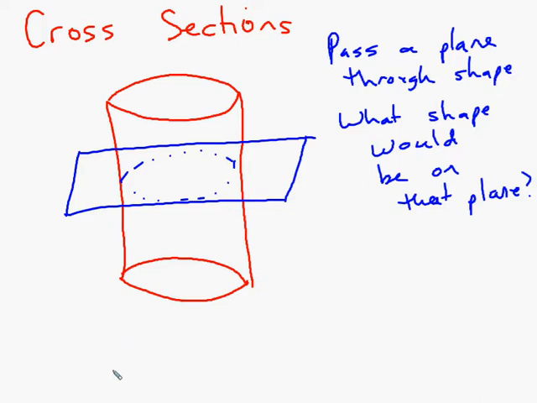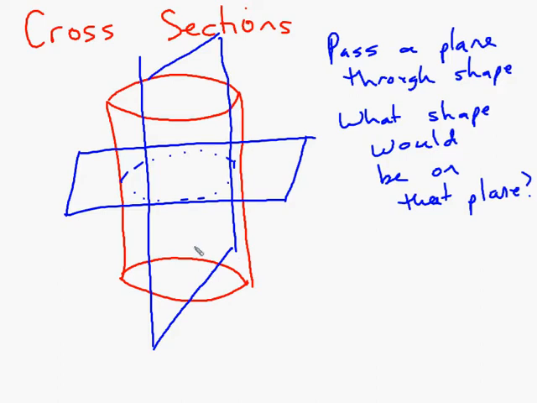Okay, now suppose I do it vertically. Rectangle. Okay, and I pass it through vertically. What shape? Someone said it. It is a rectangle. I would get a rectangle. See, this would cut through, and I'd get a rectangle. Does everyone see that that would be a rectangle?